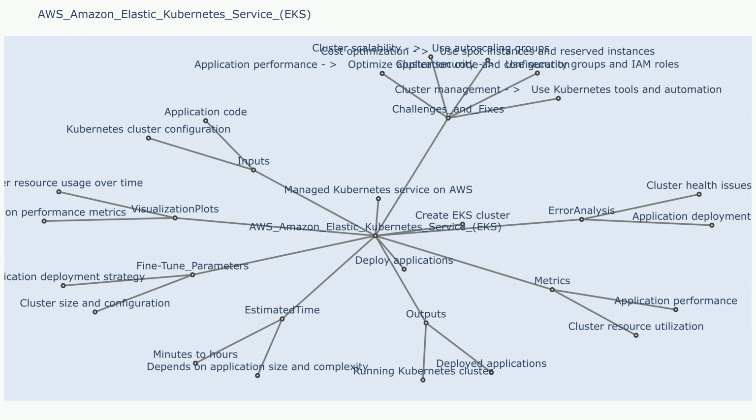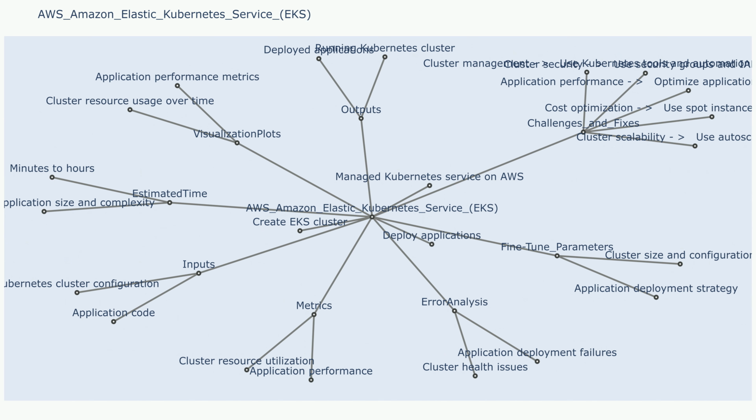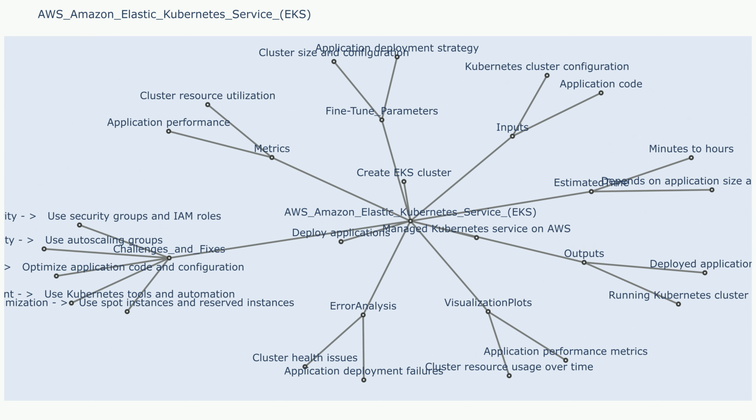2. AWS Identity and Access Management, IAM. Purpose: securely control access to AWS resources. Explanation. IAM enables you to define permissions and roles for users and services. This is crucial for EKS security.